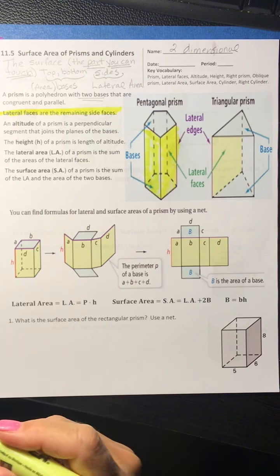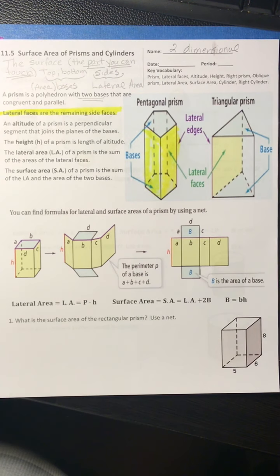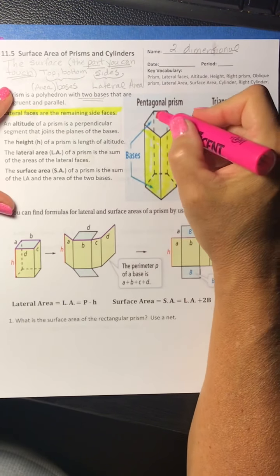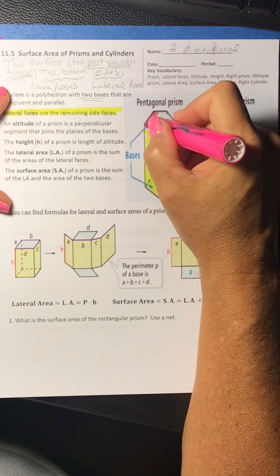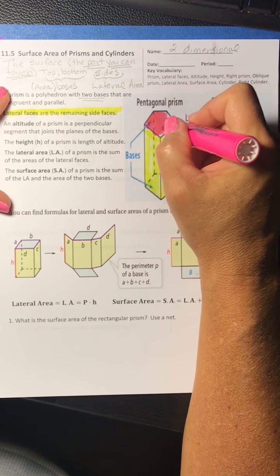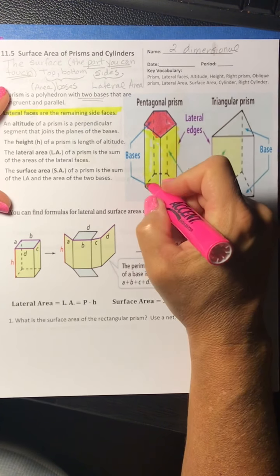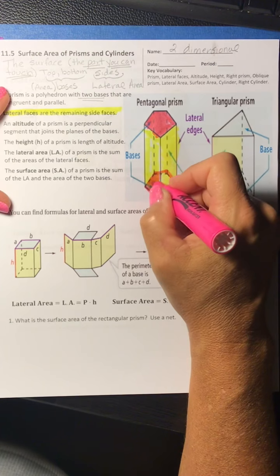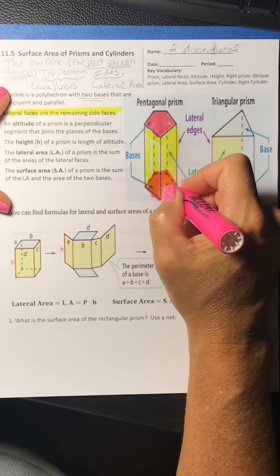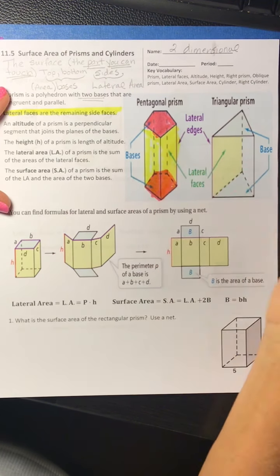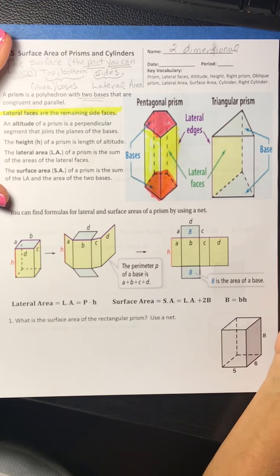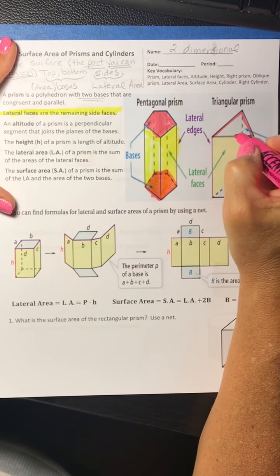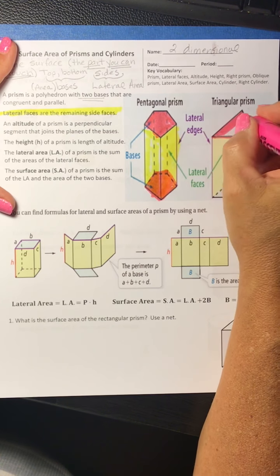So lateral, the bases would be the top and the bottom. Remember, we named a shape by their base. In this particular case, this is a pentagon. So this would be a pentagonal pyramid. All right, again over here, the bases are what kind of shape? Right, triangular.